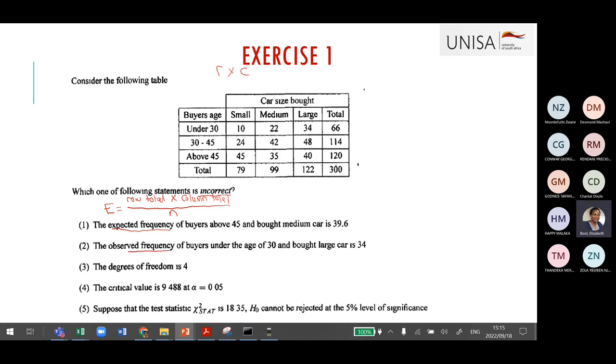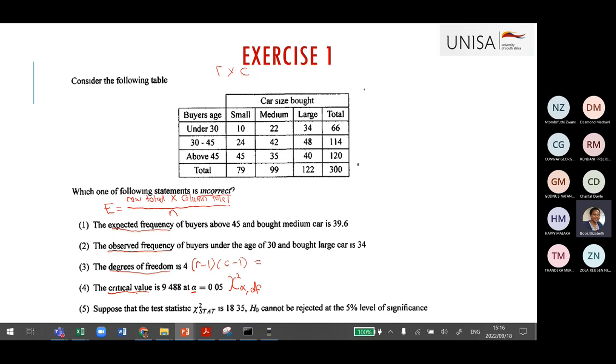And your observed frequencies are always the values that are given to you. The degrees of freedom, remember this is the degrees of freedom for a chi-square test. Therefore, it's number of rows minus one times number of columns minus one, and that should give you the degrees of freedom. Finding the critical value, we use the critical values of chi-square by finding the value of alpha and your degrees of freedom. And they have told you what your alpha value is.